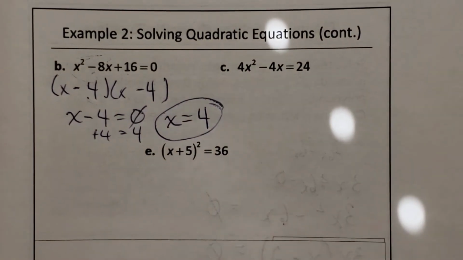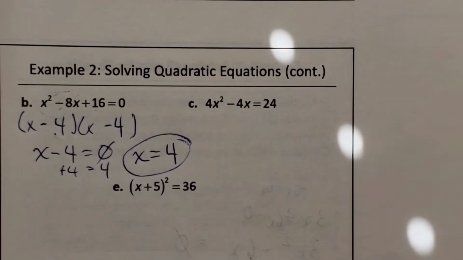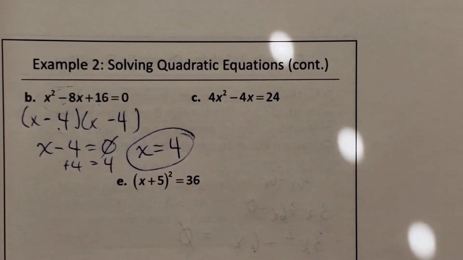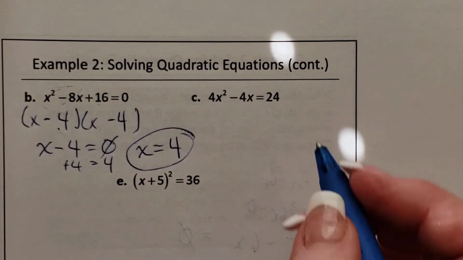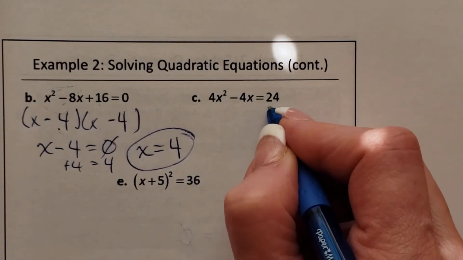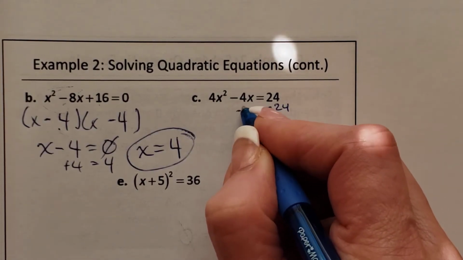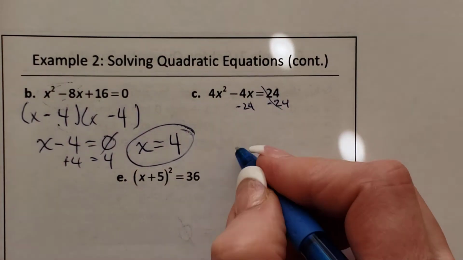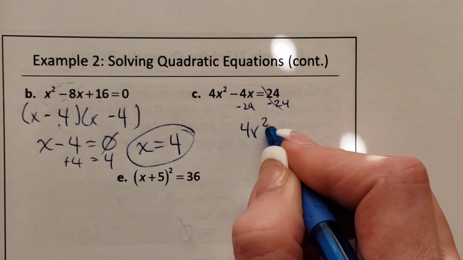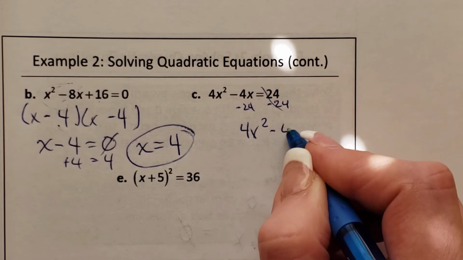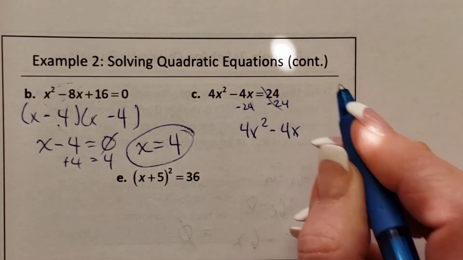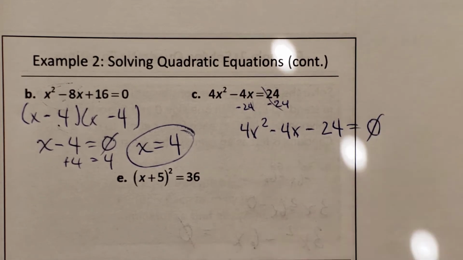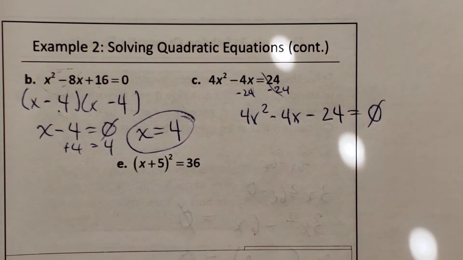All right, letter C. So if you have something written like this, and if you're solving quadratic equations, you always want them to be equal to 0. Well, that means I have to subtract 24 from both sides to get that to go away. So now I'm going to bring down 4x squared minus 4x. These are unlike terms, so I can't add them or subtract them. Now my quadratic equation is equal to 0.